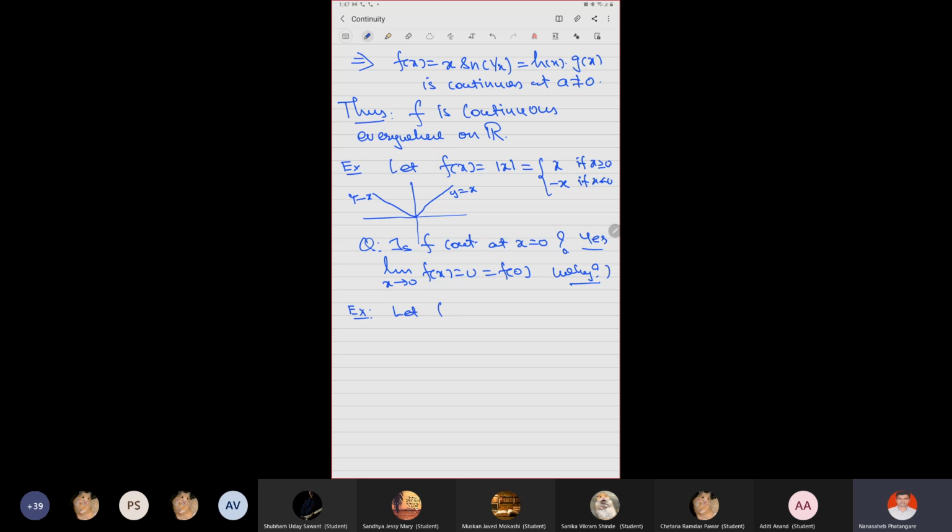So let f of x equal a naught plus a1 x plus ... plus an x to the power n, where a0, a1, an are constants. So this is a polynomial. F is a polynomial function, you can say, right? So, is f continuous on R? Yes, sir. Why?